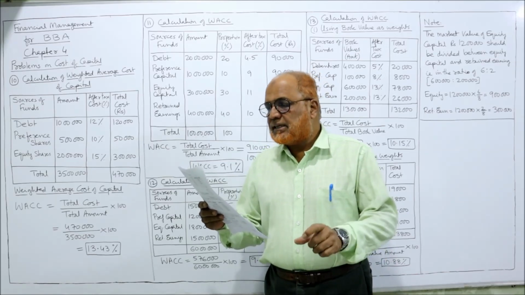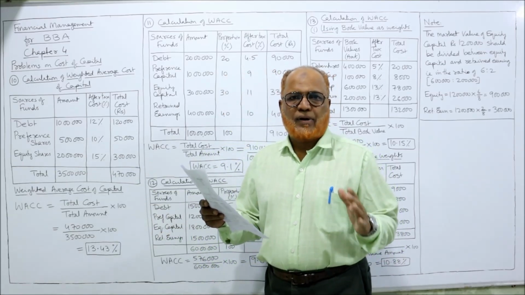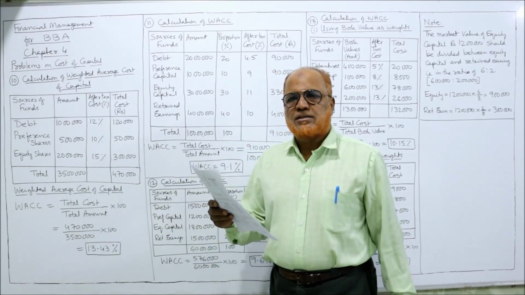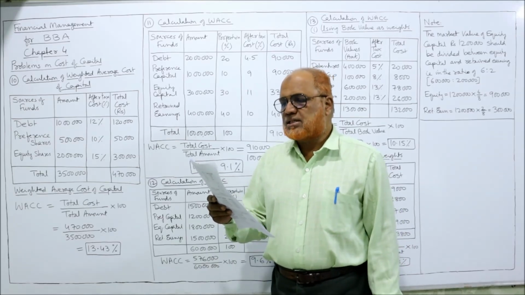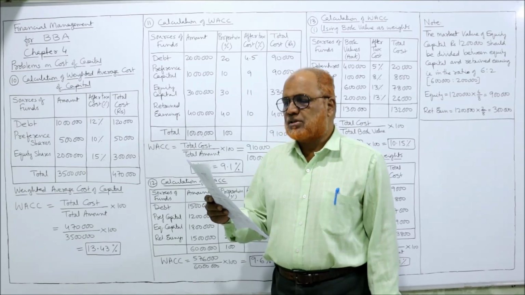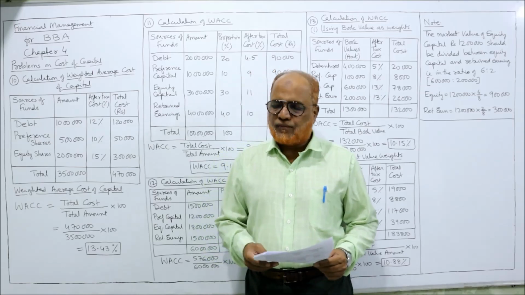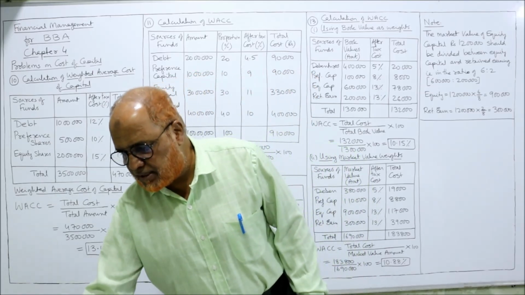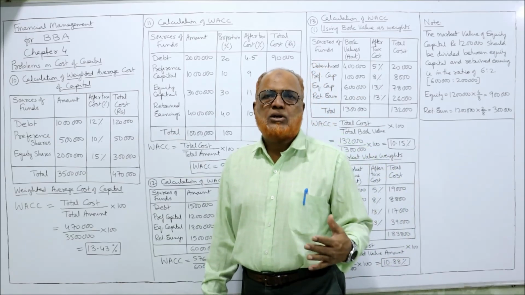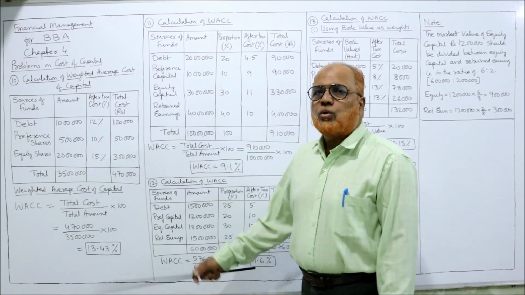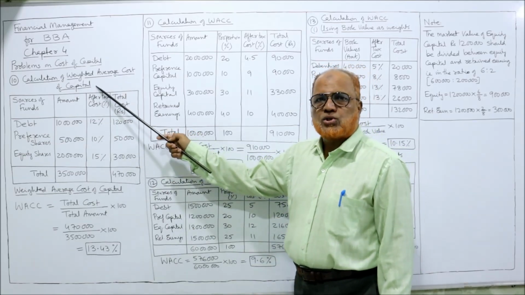And the after-tax costs, these are the specific cost of each type of fund. That is cost of debt, KD, is 12% after tax, preference shares 10%, equity shares 15%. Required, compute the weighted average cost of capital, that is WACC. It is also called overall cost of capital or combined cost of capital. Now how to calculate the WACC? Here, see the problem. Calculation of weighted average cost of capital.